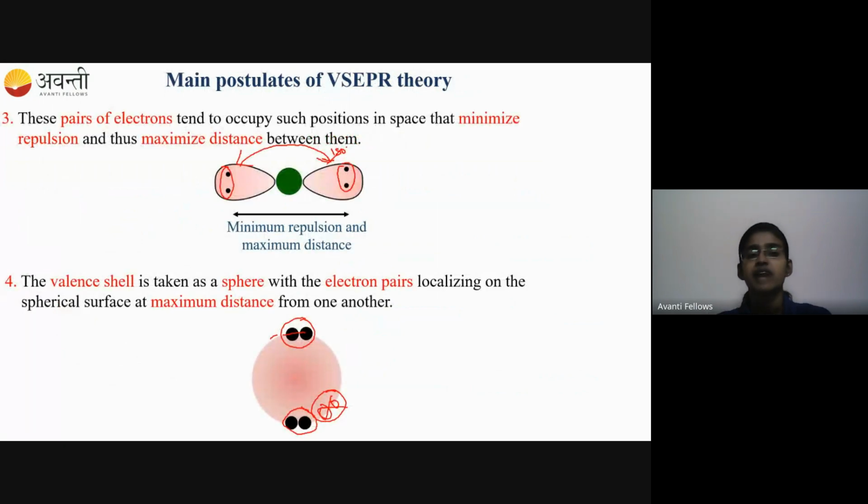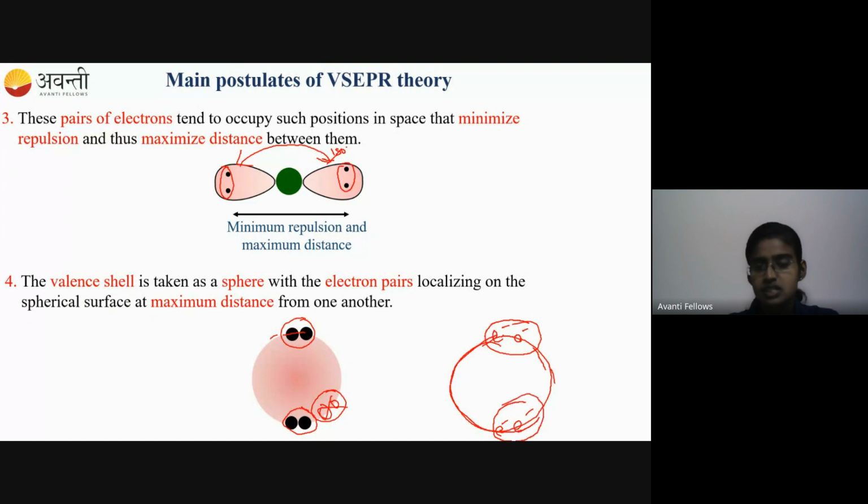Yes. The valence shell is taken as a sphere. This is the valence shell. It is taken as a sphere in which there are electrons, and those electron pairs are localized on the spherical surface. This is the spherical surface. All the electron pairs are localized on this spherical surface at maximum distance.